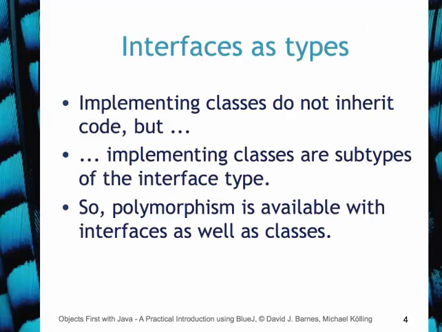Even though when a class implements an interface, it does not inherit any code, it is still the case that all of the classes that implement that interface are considered subtypes of the interface type. So this means that polymorphism is available with interfaces as well as classes. In other words, we can, for example, have a collection of drawable objects and use a for each loop to step through them and call the draw method, or a collection of actor objects, which indeed the simulator has, and step through those and call the act method. So even though the interface does not define an actual superclass, we can still consider it a type.